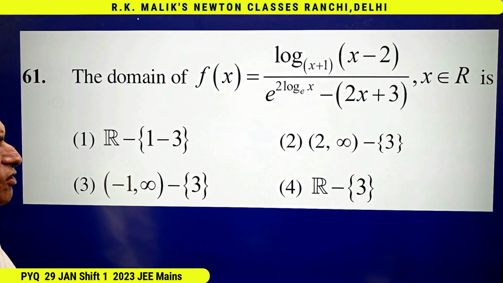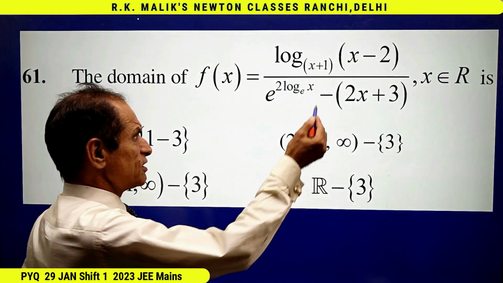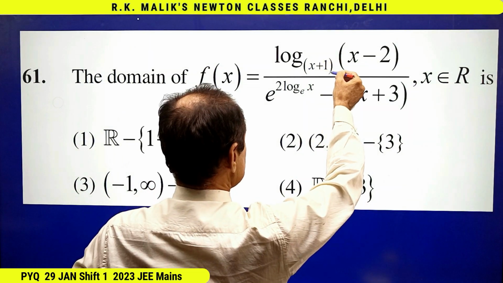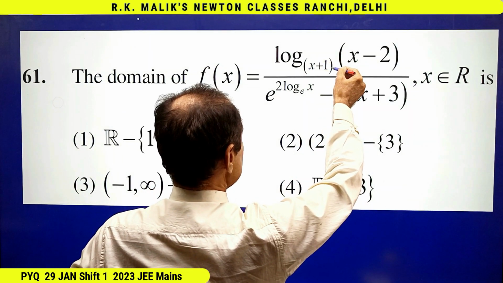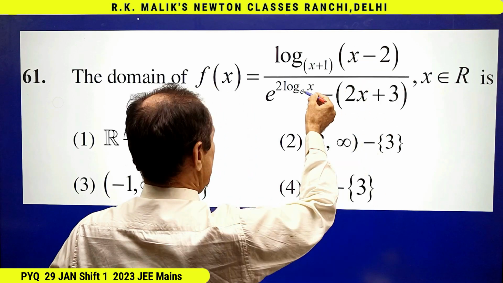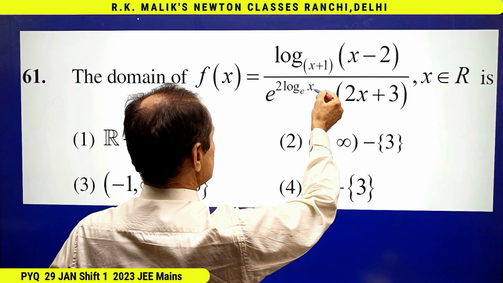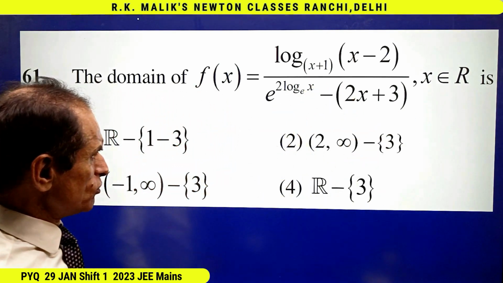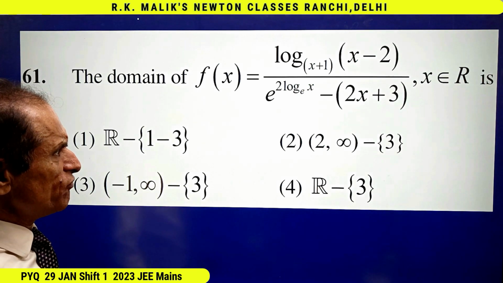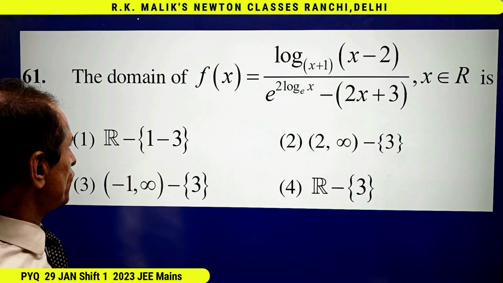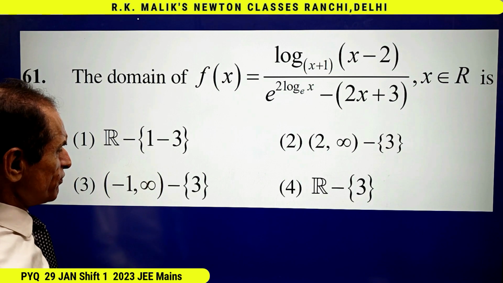It's clear that for the function to be defined, x plus 1 must be positive and x plus 1 is not equal to 1. x minus 2 should be greater than 0. x should be greater than 0 and the denominator should be non-zero. The values of x which satisfy all these conditions will form the domain of the function.